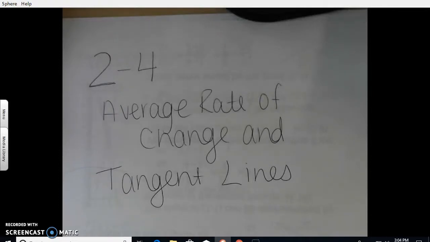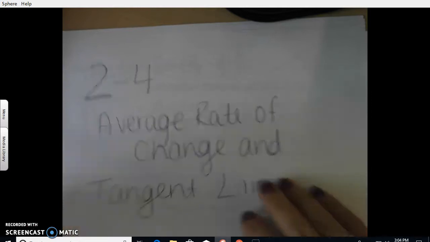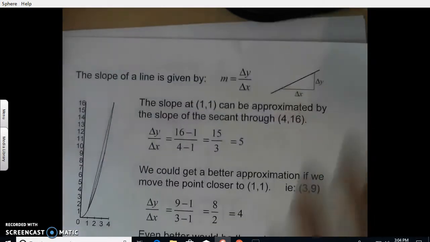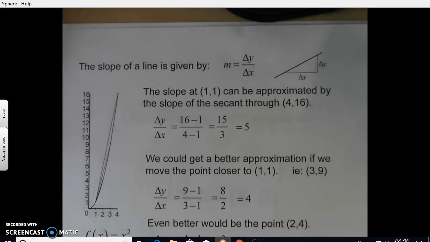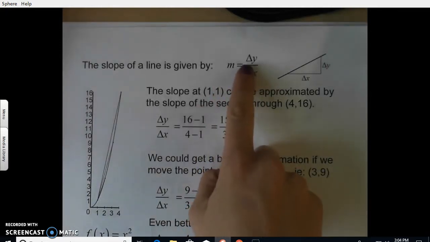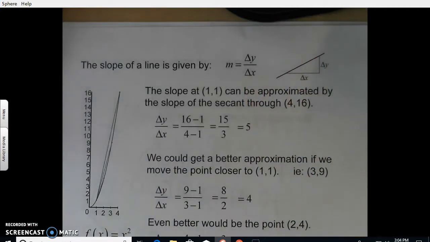Guys, today we're going to do 2 for average rate of change and tangent lines. So we know that the slope of a line is given to us by m is equal to change in y over change in x. So it's the rise over run.